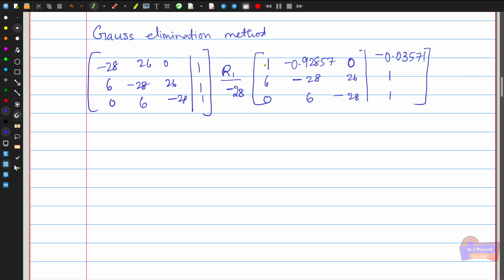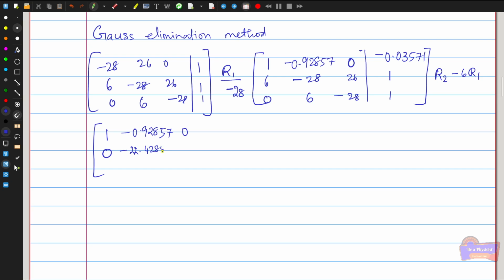R2 is equal to R2 minus 6 R1. So R2 minus 6 times R1. By just applying this condition, my final values will be 1 minus 0.92857, 0, then minus 22.42858, and this is going to be 626, then 0, 6 minus 28. This is minus 0.03571, 1.21426, and this is going to be a 1.